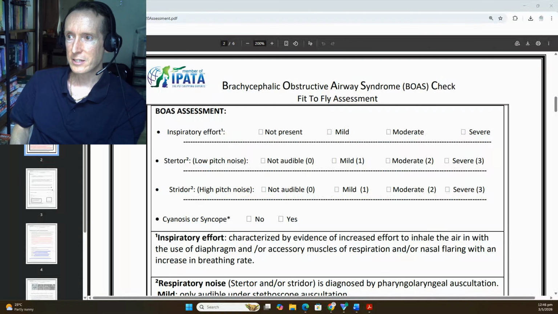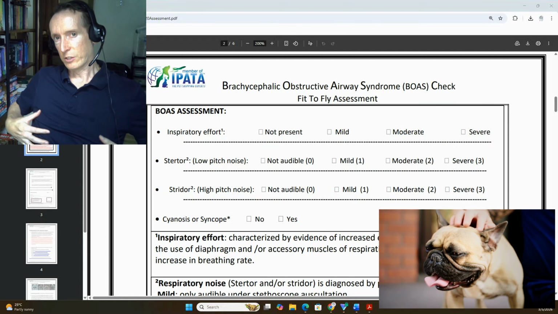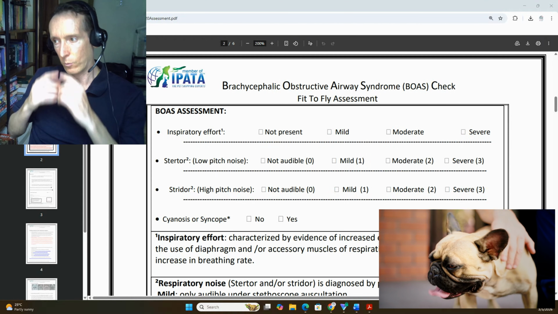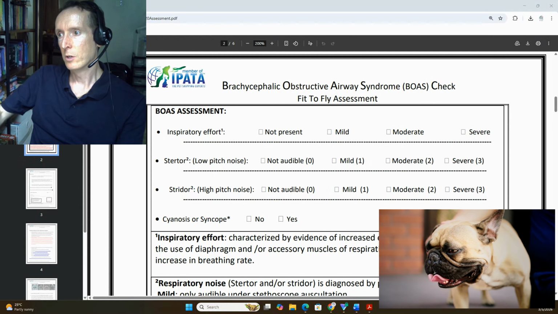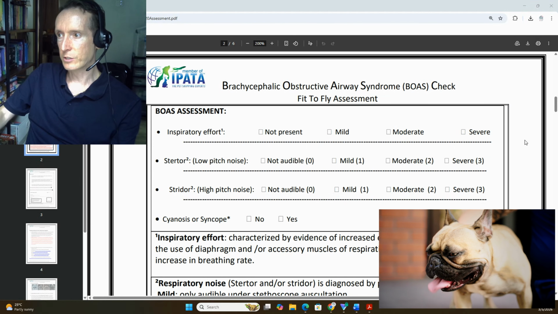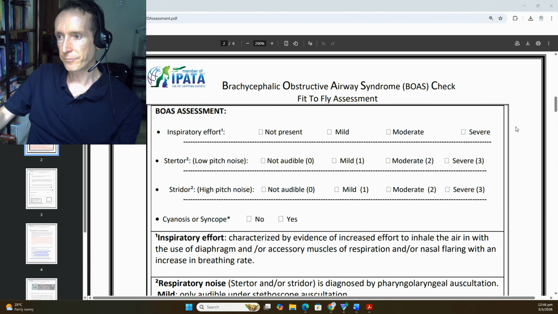Okay, so for the BOAS assessment, we're looking at the breathing effort. So the breathing in, is this noticeable or not? Most dogs, there's no real effort. But is there effort with the rib cage having to move, or is there effort with the nostrils having to flare and widen when you breathe? So this is graded, from not present to severe.